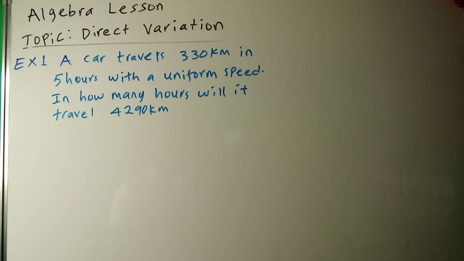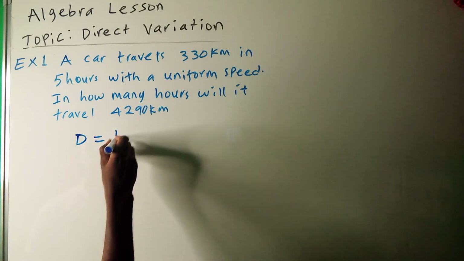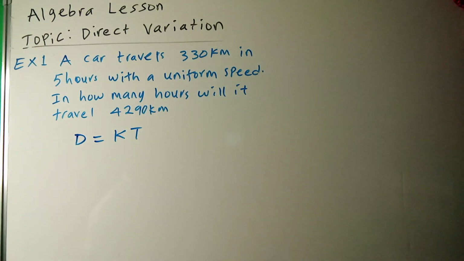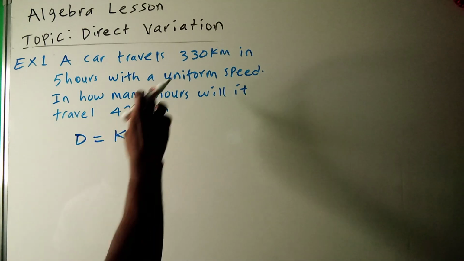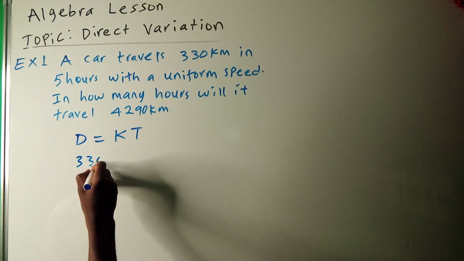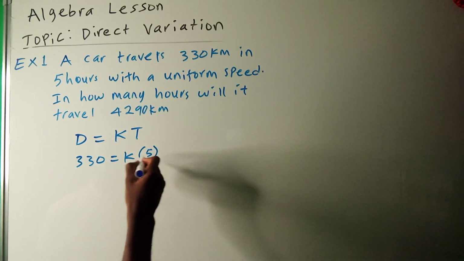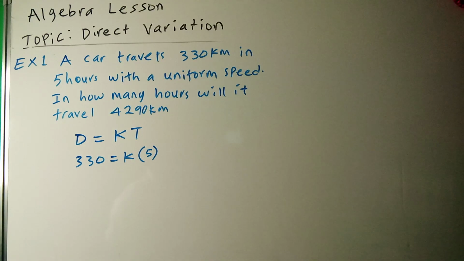So let's write the relationship between the two variables. A car travels 330 kilometers, that's our distance, in 5 hours. So the two variables here are distance and time. Writing the relationship, we have distance is equal to k times the time. Remember we said y was equal to kx. So in this case we have distance and time, so d is equal to kt. Now we are told that the distance is 330 in 5 hours. So 330 is equal to k times 5. This is an equation we have to solve for the constant k.